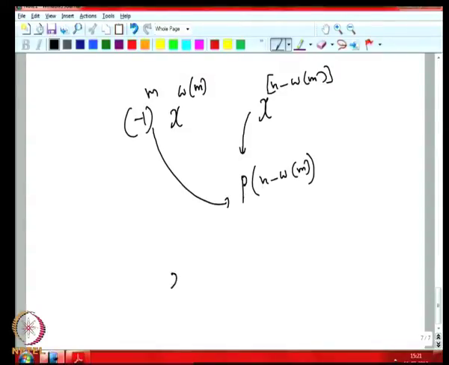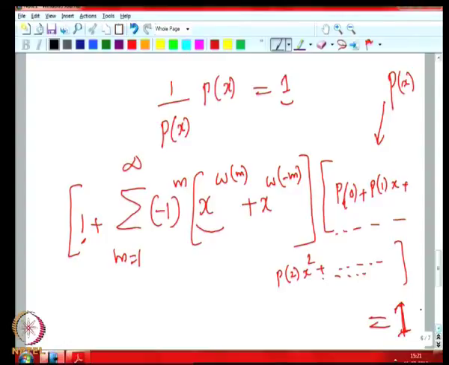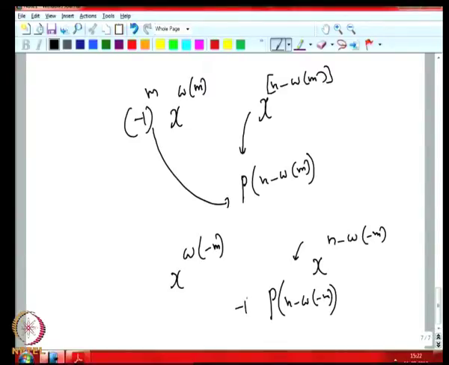And for x raised to omega of minus m, we have to select from the other part x raised to n minus omega of minus m, and we know that the coefficient for this thing will be p of n minus omega of minus m, because the coefficient of x raised to n minus omega of minus m in this generating function has to be, by definition, p of whatever is the power of x there, that means n minus omega of minus m. But the coefficient here is just minus 1 raised to m.